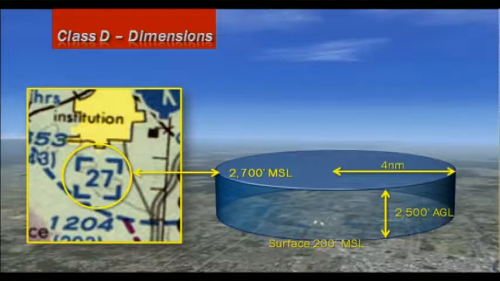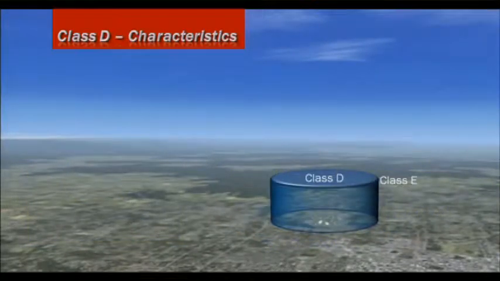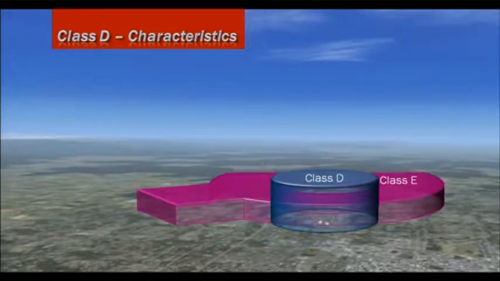Class D airspace typically has a radius of 4 nautical miles and it's centered on the airport. Some Class D airspace includes extensions and cutouts, so make sure that you note the dashed blue lines on your chart. Here's a 3D picture that shows Class D airspace embedded within Class E airspace. Many control towers don't stay open 24 hours a day.